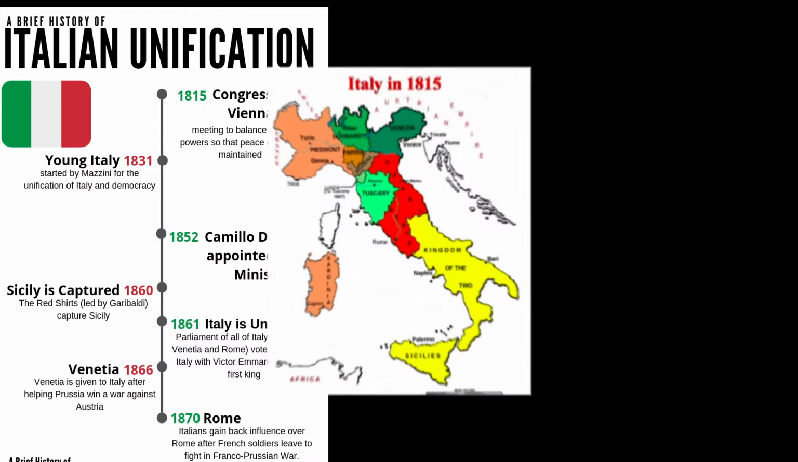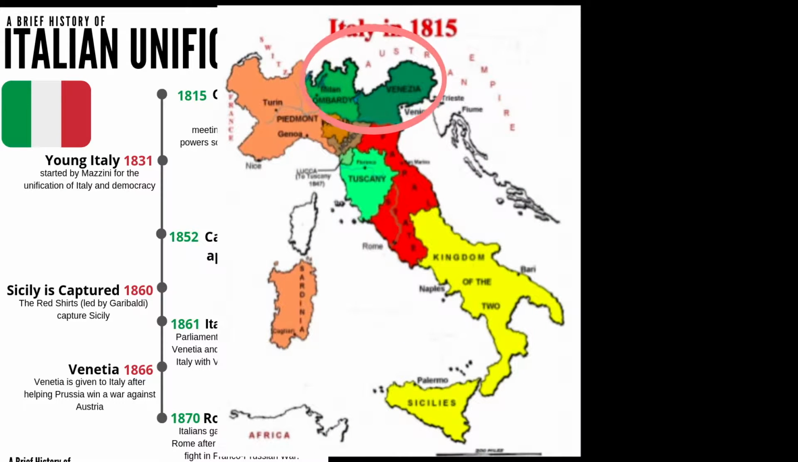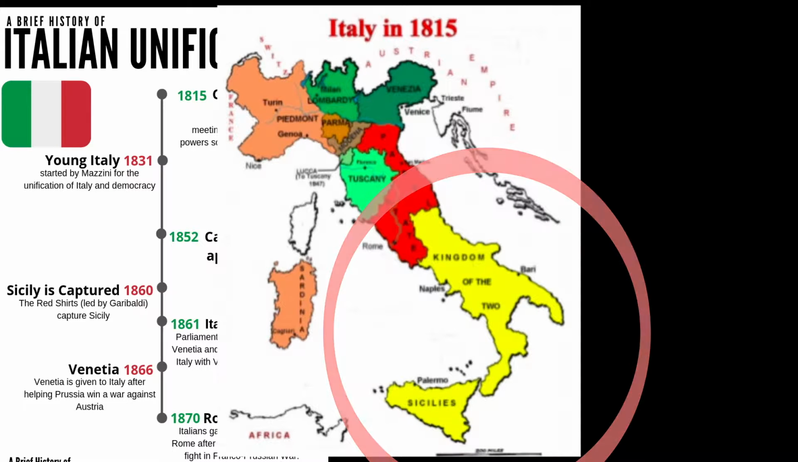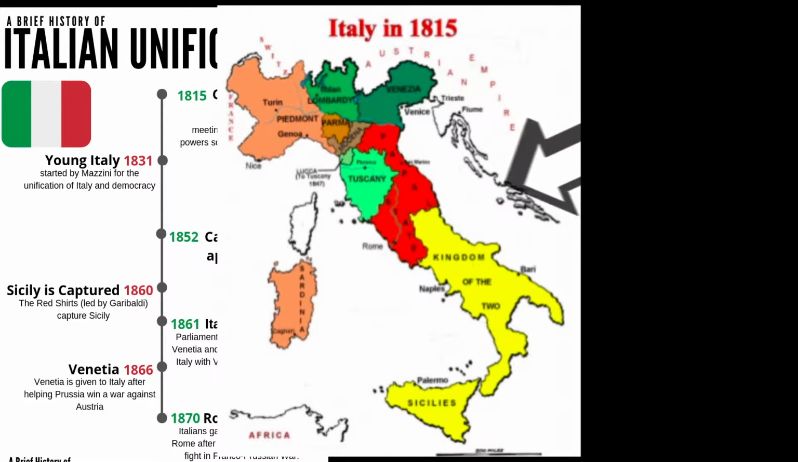Italy was broken into three sections. Austria ruled the Italian provinces of Venetia and Lombardy. The Spanish Bourbon family ruled the Kingdom of the Two Sicilies, and the Pope controlled the Papal States.